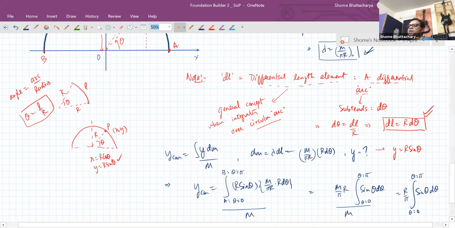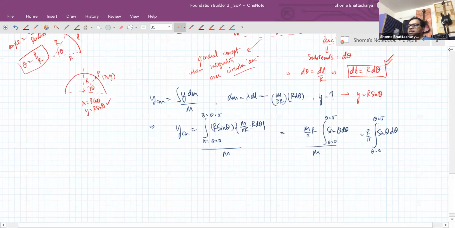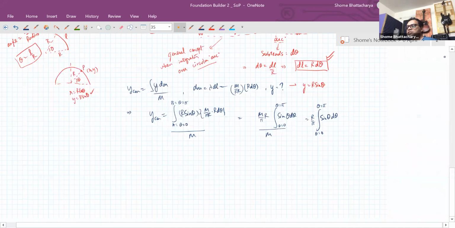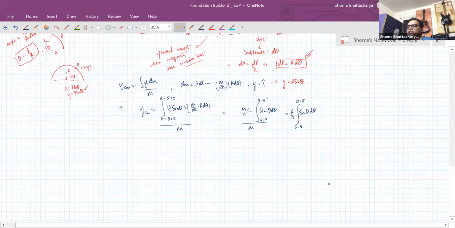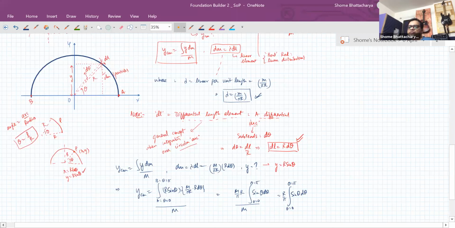And next step we will complete the integration by first doing the indefinite integration and then substituting the limits. So that will give me what? It will give me the y coordinate of the center of mass. Okay, so this process will seem a little bit lengthy and complicated in the beginning, but with practice, we will get used to this kind of application of integration.